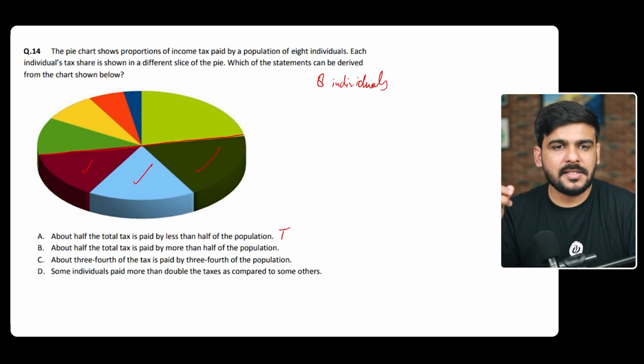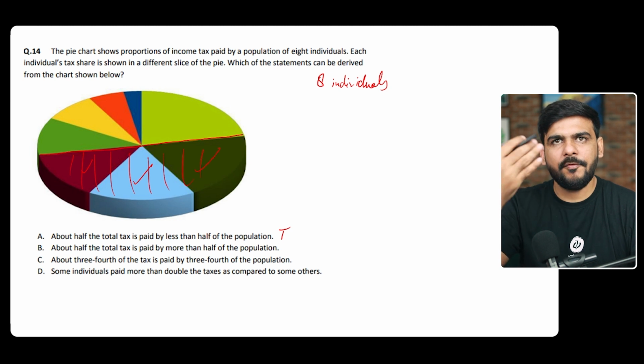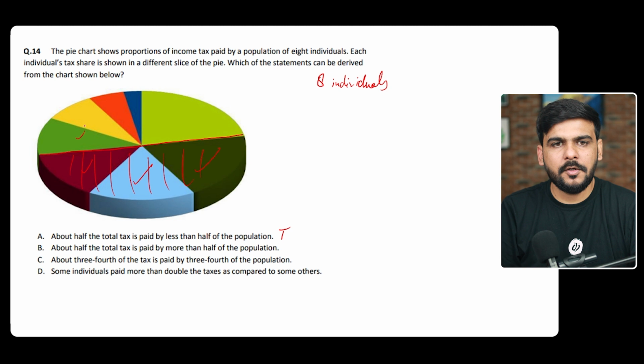Then the second statement is about half the total tax is paid by more than half of the population. As we are seeing, fewer than half of the people are paying half the income tax. So that means this bottom part is half. So the above half is also there. And how many people are paying the above tax? 1, 2, 3, 4, 5. So 5 is more than half of the population, correct? So statement 2 is also correct.